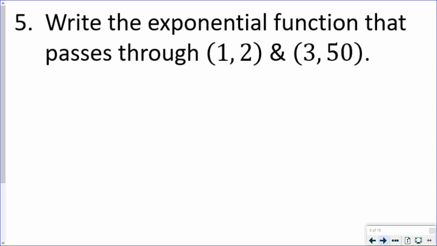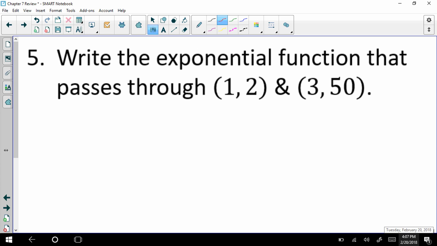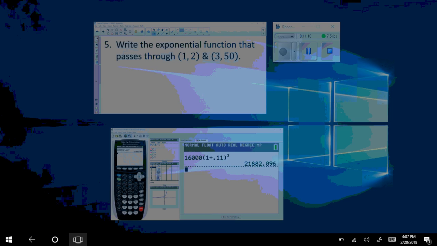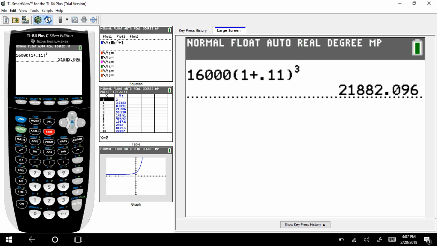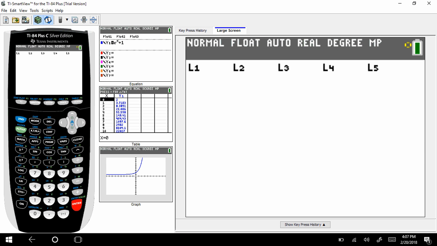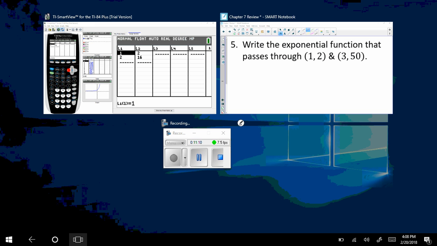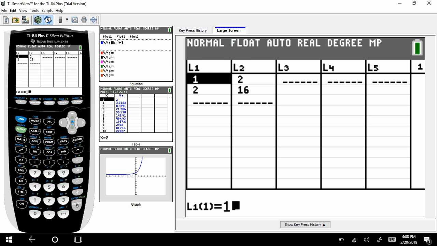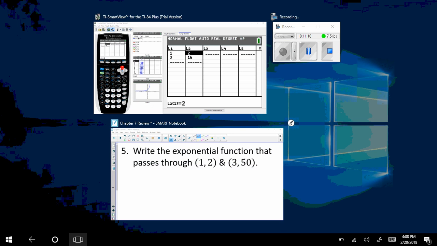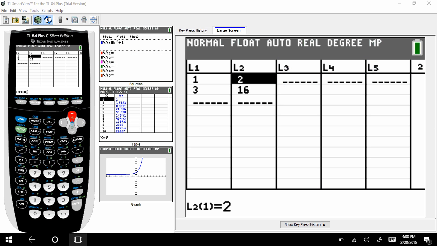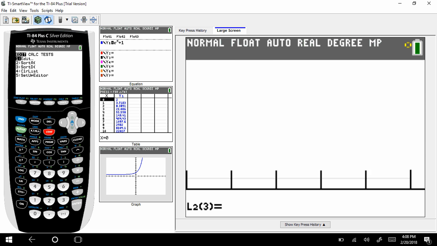All right, time's up. Okay, so this is the one where you need to put it in your calculator. So then we go stat. You have to edit your lists. Remember, list 1 are the x values. So my x values are 1 and 3. So 1, enter, 3, enter. Then you have to enter the corresponding y values, which are 2 and 50. 2 and 50, enter. Then you hit stat again.